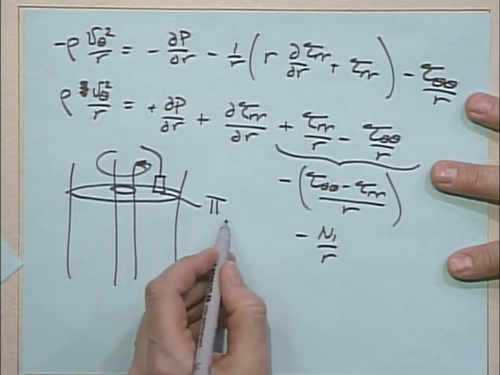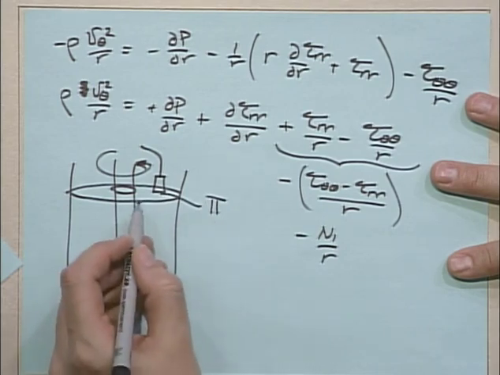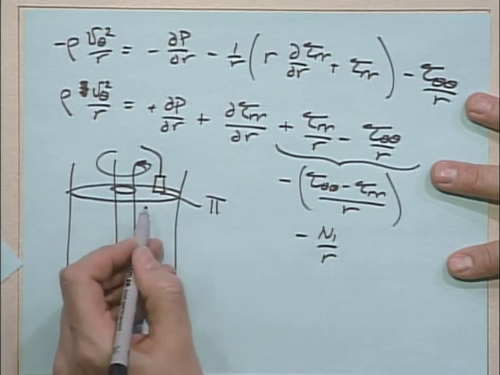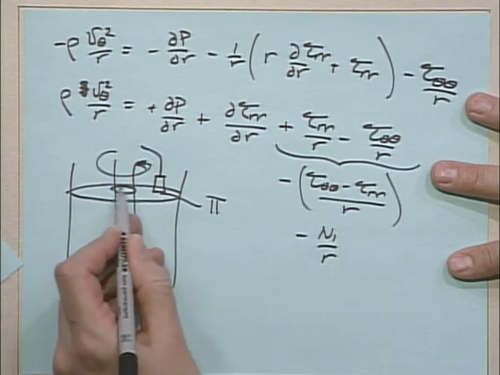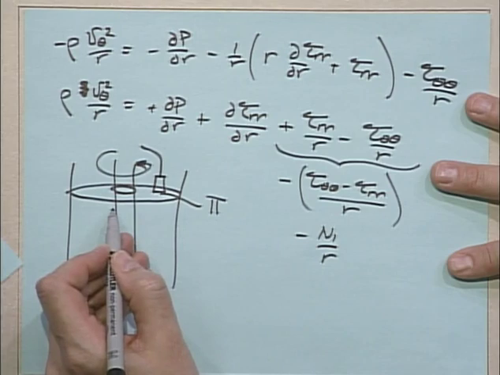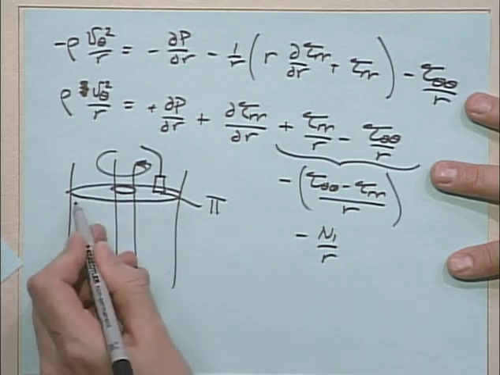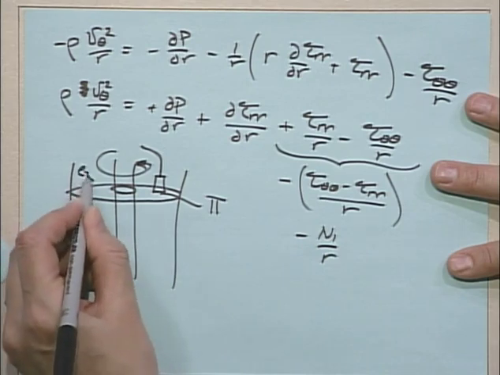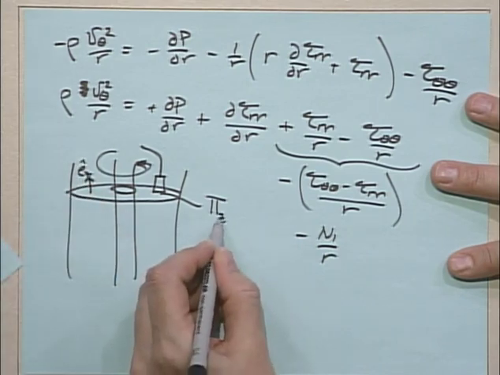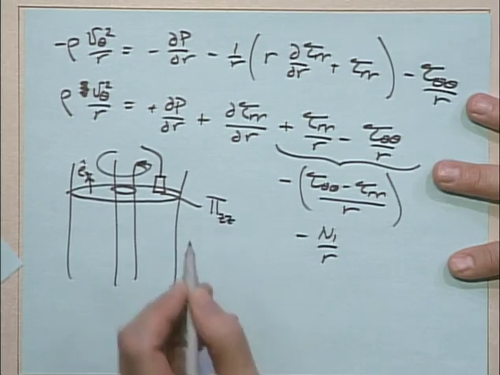Which one? The one direction is theta. What surface is this? A surface of constant what? Z. So this is a curve of constant Z. Its unit normal is e_z. So this is stress on a Z surface in the Z direction.